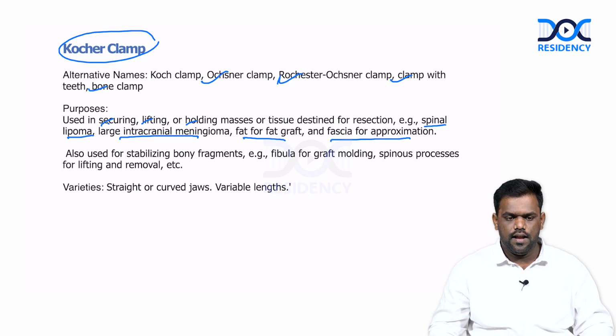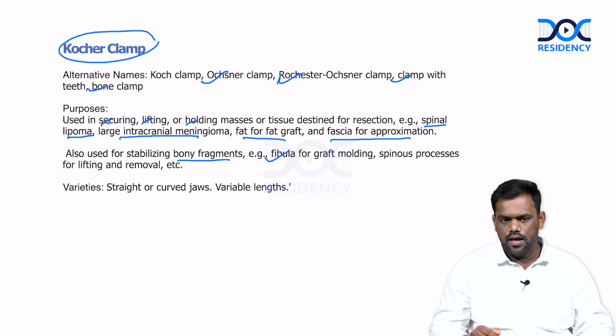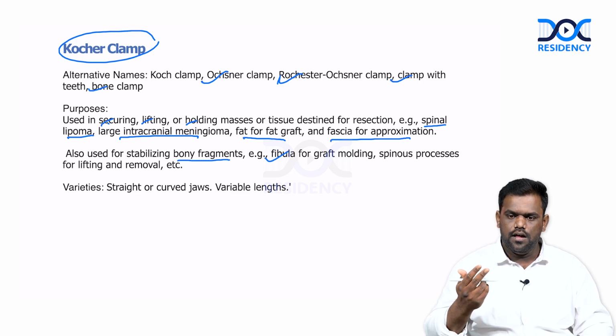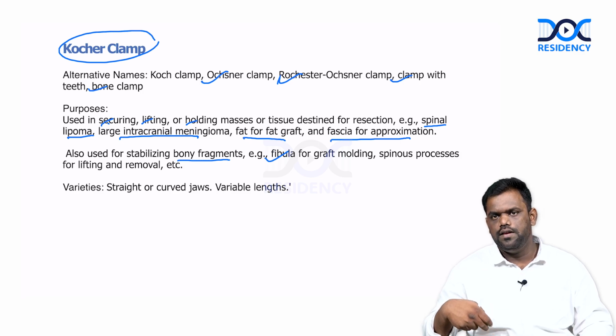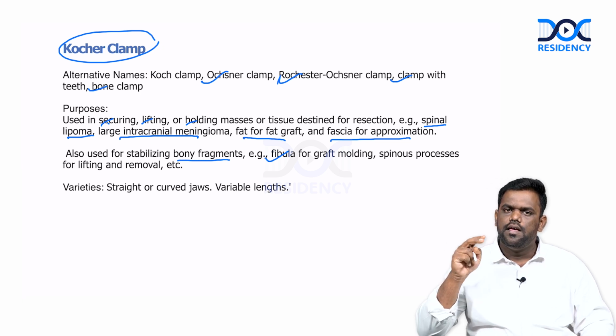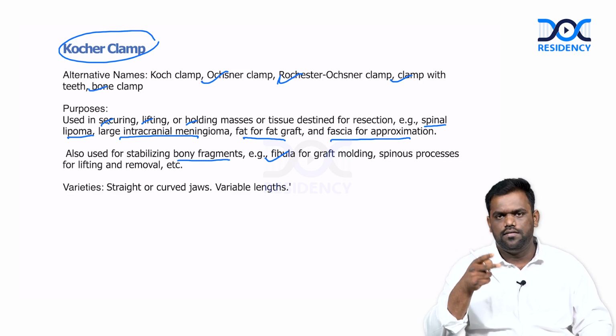It's called Cocker's clamp, and it's also used for stabilizing bone fragments. For example, fibula for graft molding, or iliac bone graft. When you are taking an iliac bone graft in the case of anterior cervical discectomy and fusion procedure, for the fusion purpose we can keep the iliac bone graft in the space of the disc. To hold those bony particles we can use this Cocker clamp.